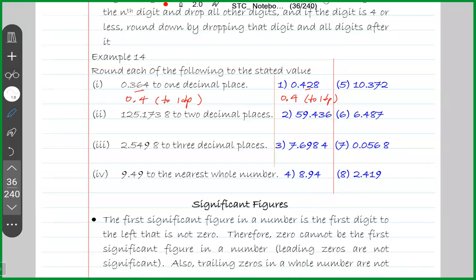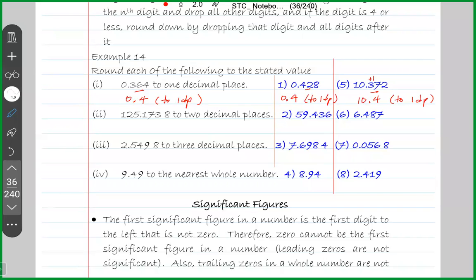Next, we have 10.372 to 1 decimal place. Now, again, whenever we write a number to 1 decimal place, we must consider the digit that is the second decimal place. We're going to consider this digit. Now, if the digit I'm considering is 5 or more, I must add 1 to the digit before it. If it is 4 or less, I must drop it and every digit after it. Now, since the digit I'm looking at is 7, which is greater than 5, I'm going to add 1 to the digit before it, which is the 3. So I'm going to add 1 to the 3, making my answer 10.4 to 1 decimal place.